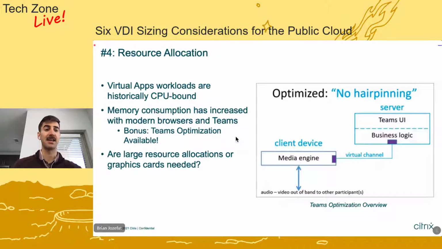However, the one thing I do want to call out here that's changed in recent years is that memory consumption has really increased over the last couple of years, specifically with modern browsers. You know that Google Chrome is very often a memory hog, as well as Teams. I've seen almost every one of my customers begin to deploy Teams, which has ultimately consumed a fair amount of memory on those servers. Moving on here, let's jump into storage on public cloud.